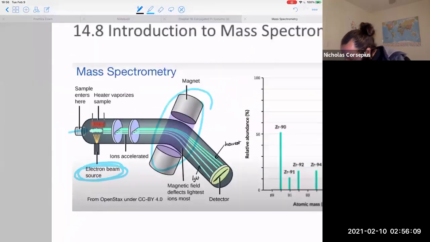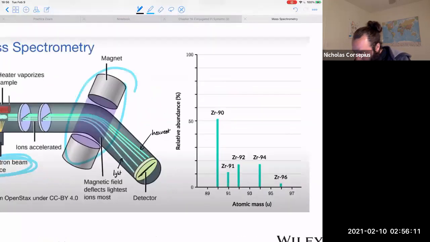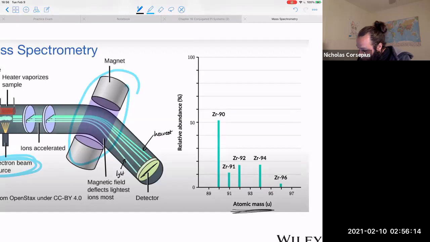And so you get this little plot at the end of the day where on one axis you have atomic mass, and on the other axis you have the relative abundance, or how many of those fragments actually made it to the detector. We'll talk in the next lecture about what makes a good fragment that's going to get to the detector versus a bad fragment, all that good stuff. For now, just bear with me on that. But the bottom line is that we can tell based on where the detector was hit what the mass of those particles is, okay?